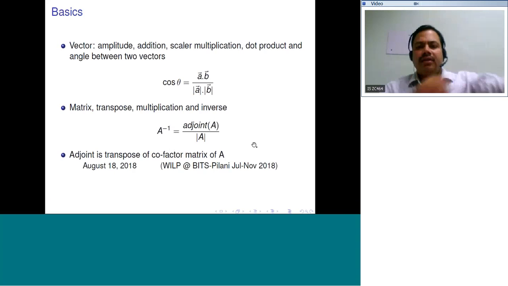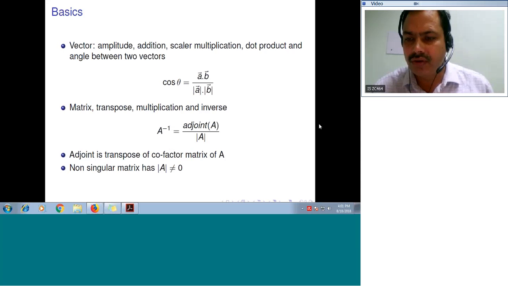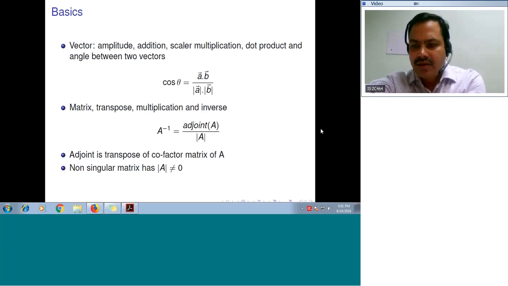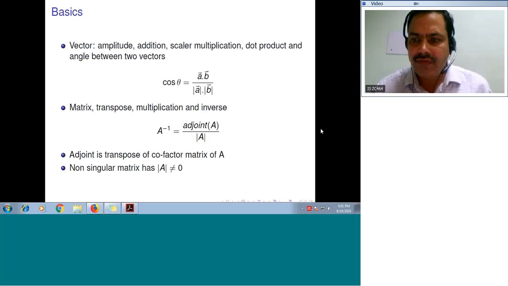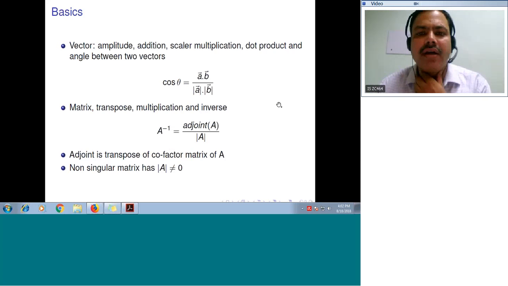All right. So before starting the actual lecture content, I would just like to bring some basics that are not very difficult to understand, but just for the sake of completeness, I have brought these things for you. In this class, we would like to see these concepts. One concept is a vector. What is a vector? And what is the amplitude, addition of two vectors, scalar multiplication, dot product, angle between two vectors, and matrix. What is a matrix? What is the transpose? How can we multiply two matrices? How can we find the inverse, etc.